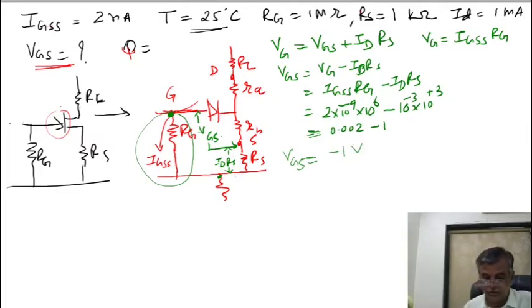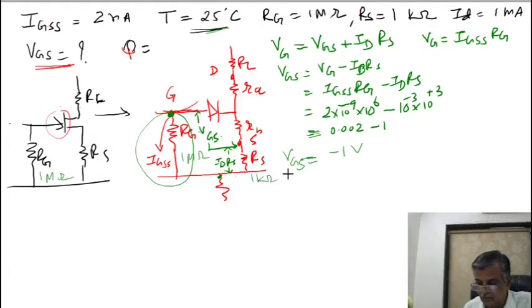At which temperature have you kept it? 25 degrees centigrade. So this operating point is at 25 degrees centigrade. RG is 1 mega ohm, which you have kept.